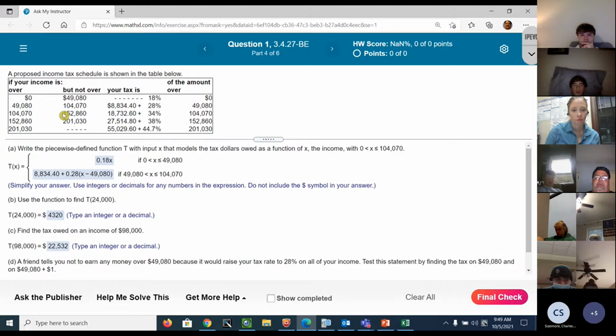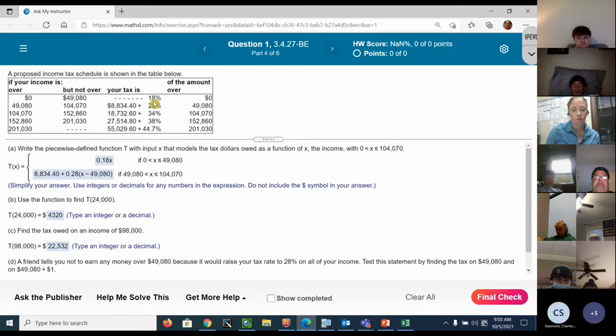In order to do income tax, you have to deduct the first one from the second one. All right? And that's where the x minus 49,080 comes from. And that's probably why you were confused.